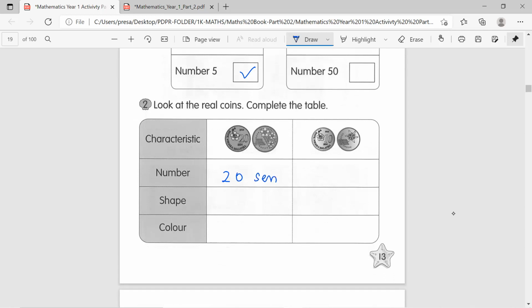Write in a sentence like this. 20 cent. What is the shape? What shape is this 20 cent? It is a round shape. So write round. And what color is this 20 cent? Gold color. So write gold. The same goes for 10 cent. So the number is 10 cent. The shape is round also. And the color is silver color.